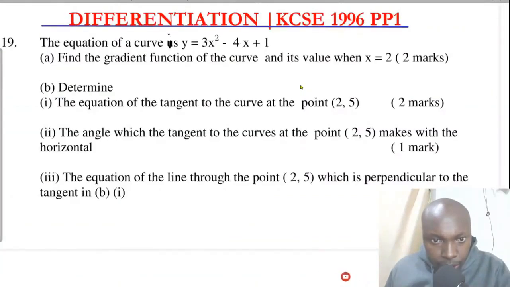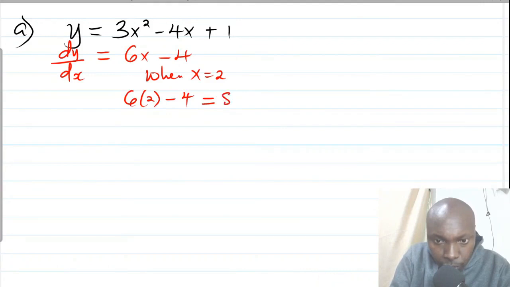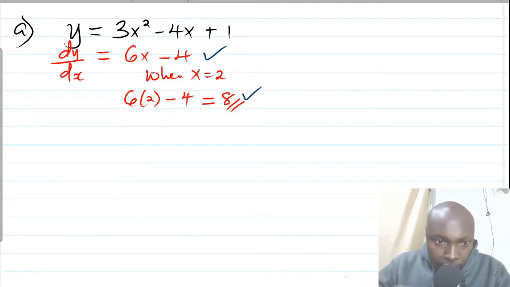The other question is find its value when x is equal to 2, the value of the gradient when x is equal to 2. So when x is equal to 2, we just need to substitute x with 2. And this will give 12 subtract 4, which will give 8. So the gradient function is 6x minus 4, and the gradient at the point x equals 2 is 8. So that is how you're supposed to solve that question.